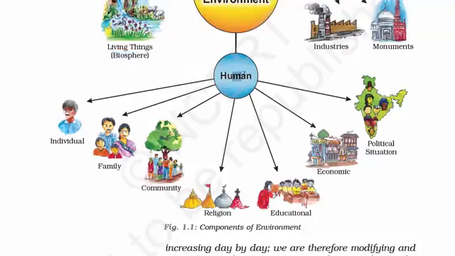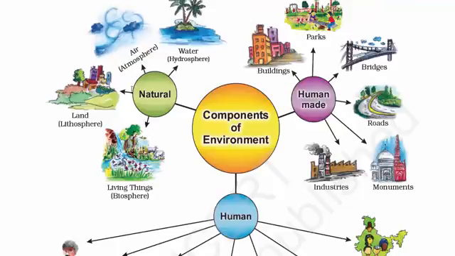And coming to the human category, that is every individual like us, family, community, religion, education, economic, political situation, all the groups, all the organizations that exist comprising of every individual. So these three categories are very essential, forming the components of environment.